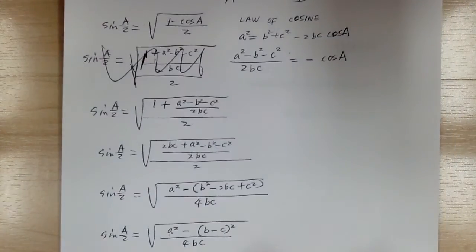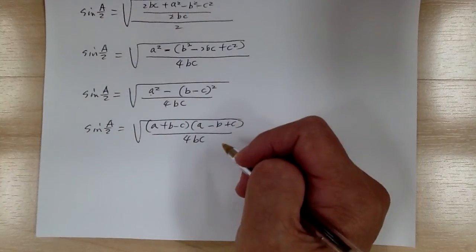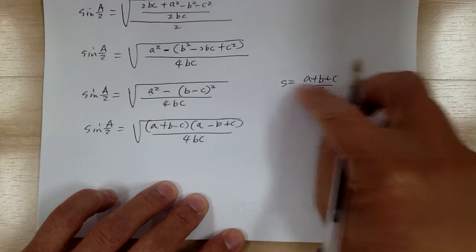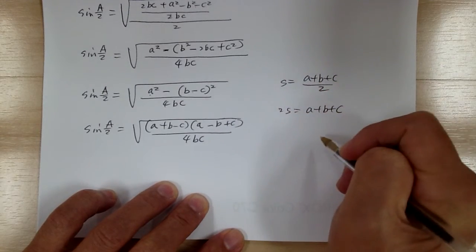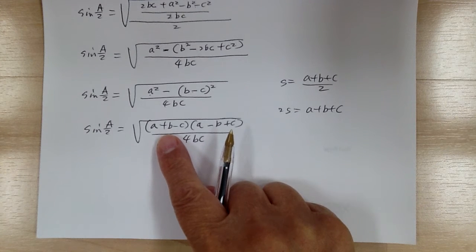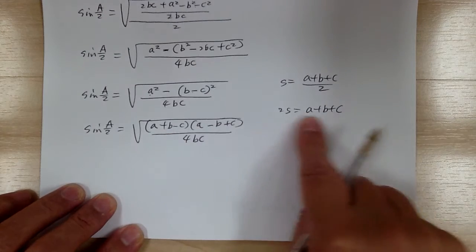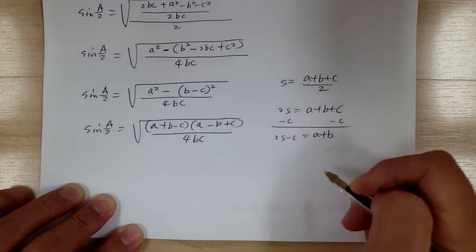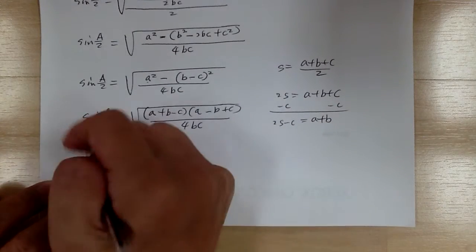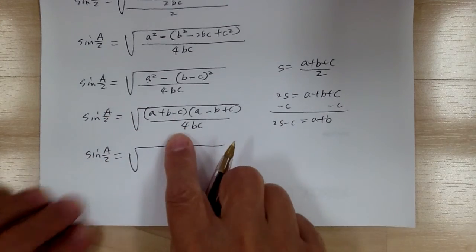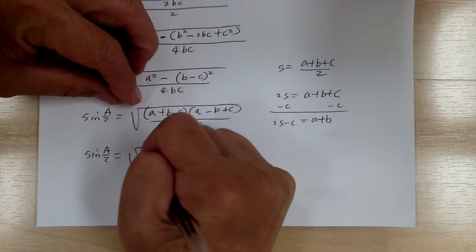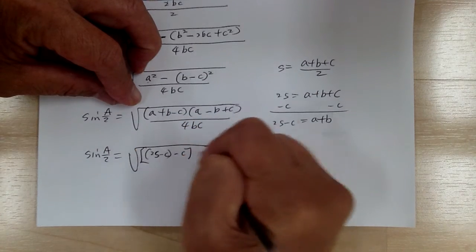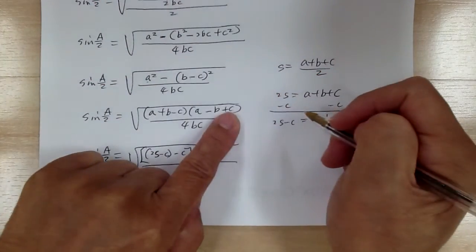Now we have to find a way to relate this to the s. So let's go off to the side. s, the semi-perimeter, equals a plus b plus c over 2. If you multiply, 2s equals a plus b plus c. Let's move the c over. So 2s minus c equals a plus b. We're going to substitute this in here. So a plus b is 2s minus c, so we're going to get 2s minus c minus c. And we're going to do the same thing for a plus c.